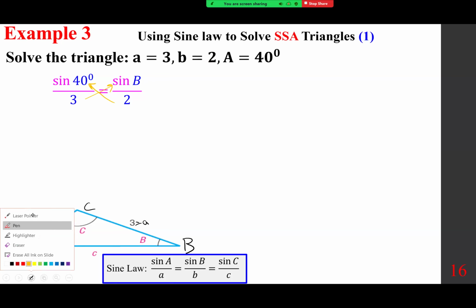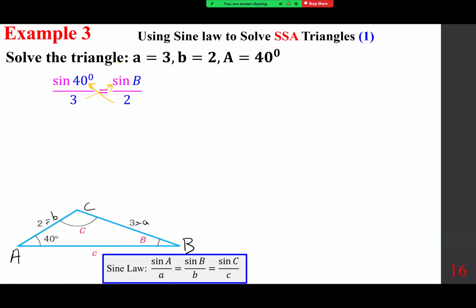Cross product, meaning 2 times sine 40 is the same as 3 times sine B. I'm going to write that at the top. And again, just to remind you, you don't have to. You should know by now that sine B is 2 times sine 40 divided by 3.